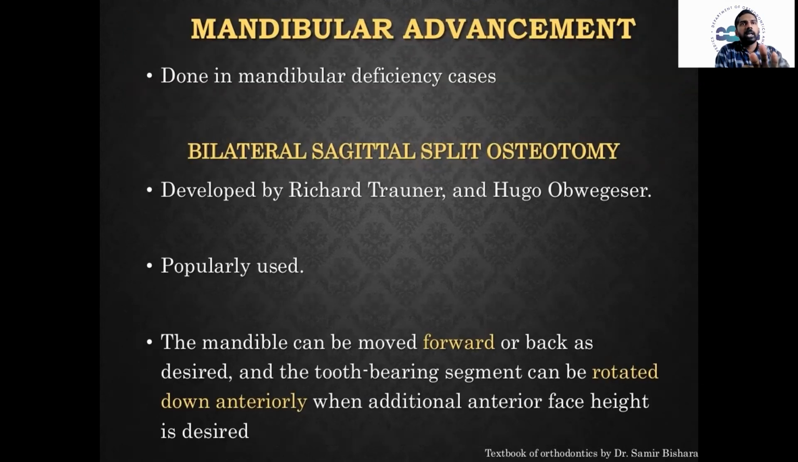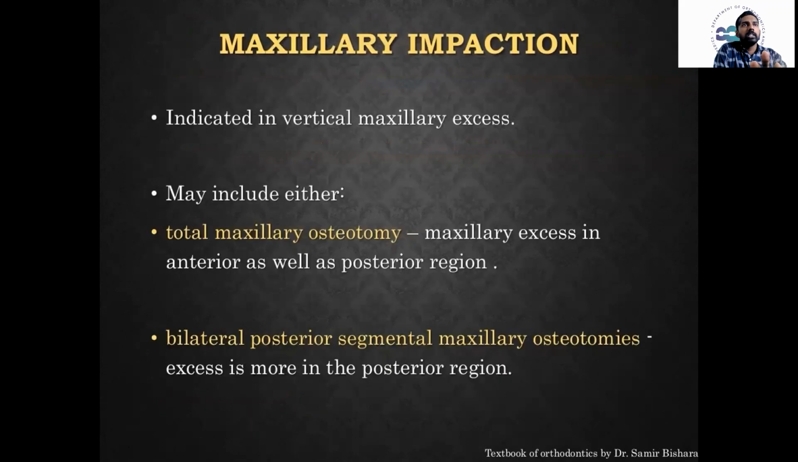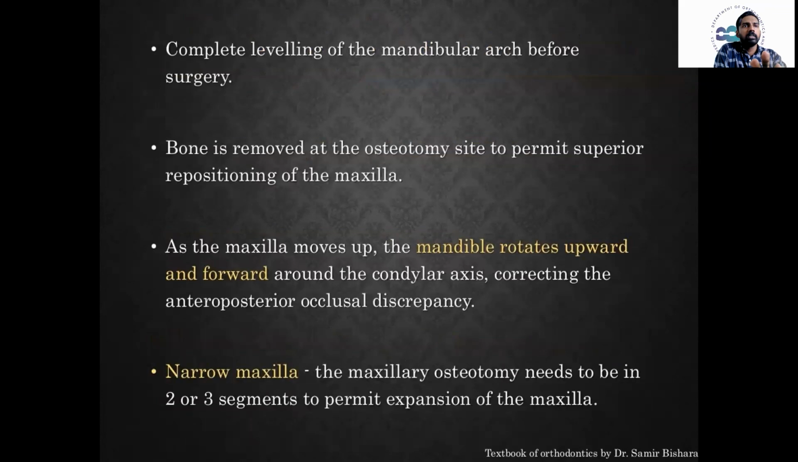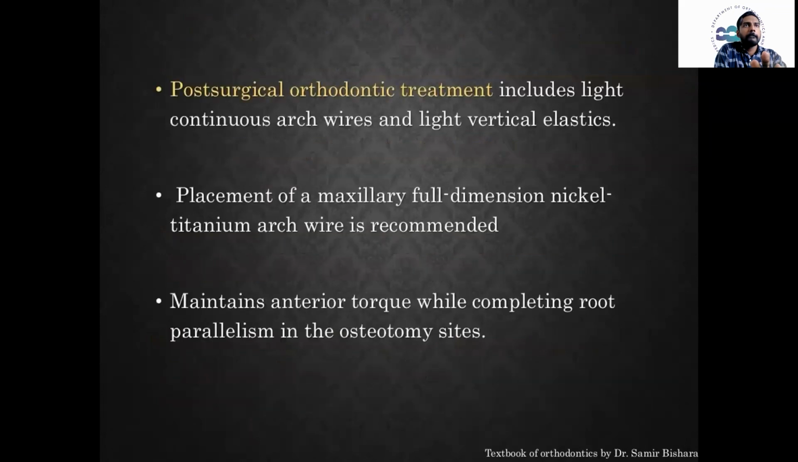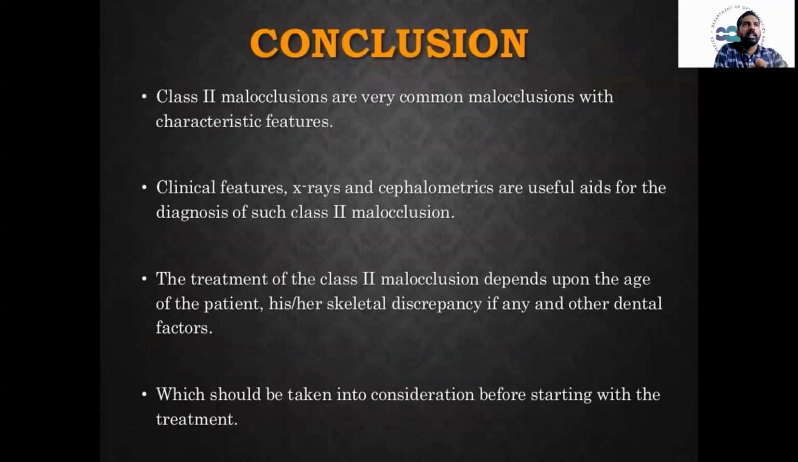Bilateral sagittal split osteotomy was developed by Richard Trauner and Hugo Obwegeser. In mandibular total subapical advancement, in the maxilla there is impaction, that is the upward placing. Anterior maxillary subapical setback is for backward positioning of the maxilla.